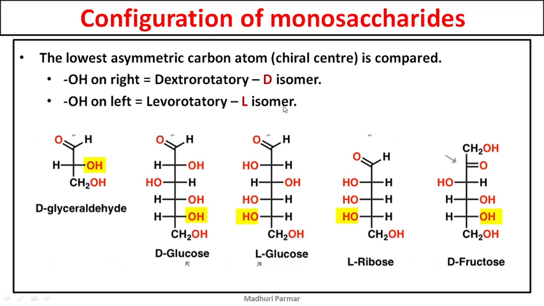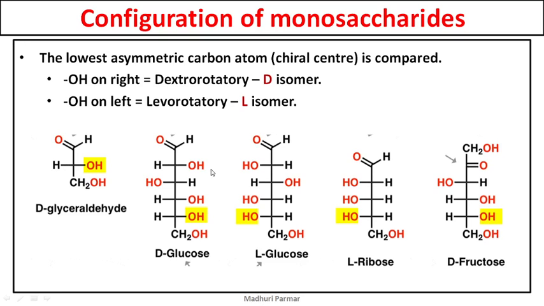Clear? Isomer because they have the same molecular formula, same molecular weight, same everything. But their optical activity is different. This L-glucose will shift the plane polarized light to the left, while the D-glucose will shift it to the right. This much is clear? Okay, fine.